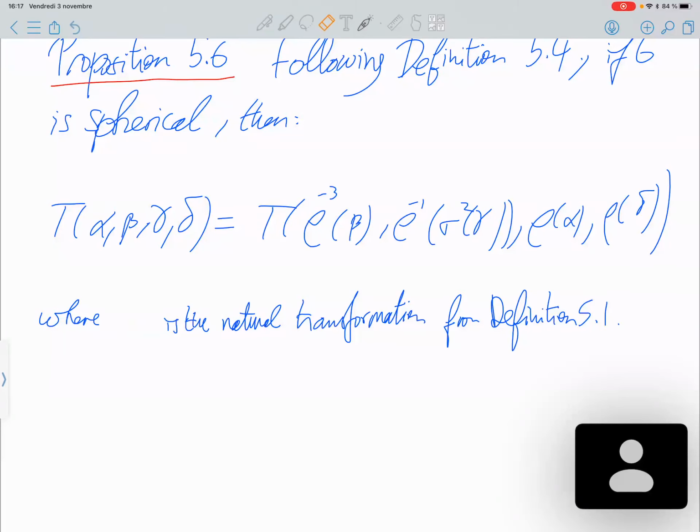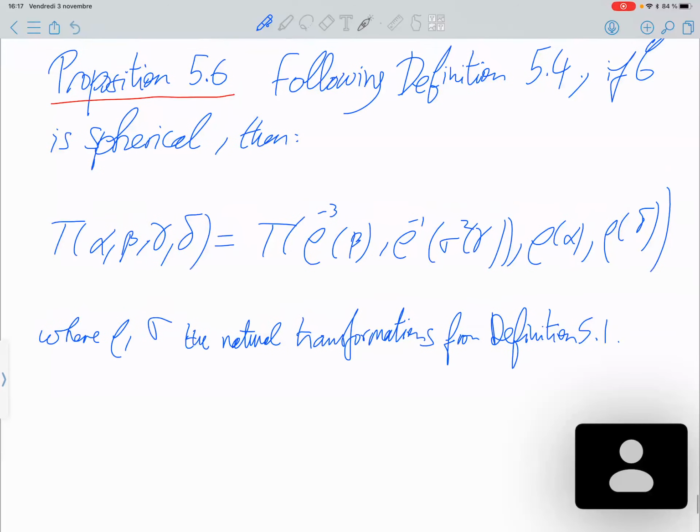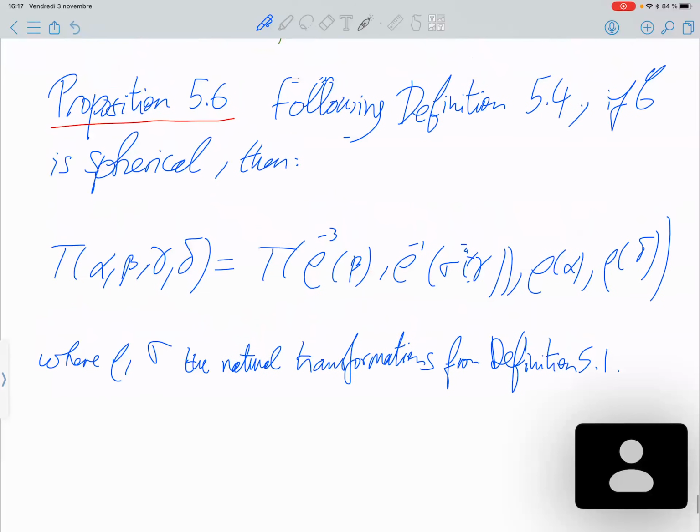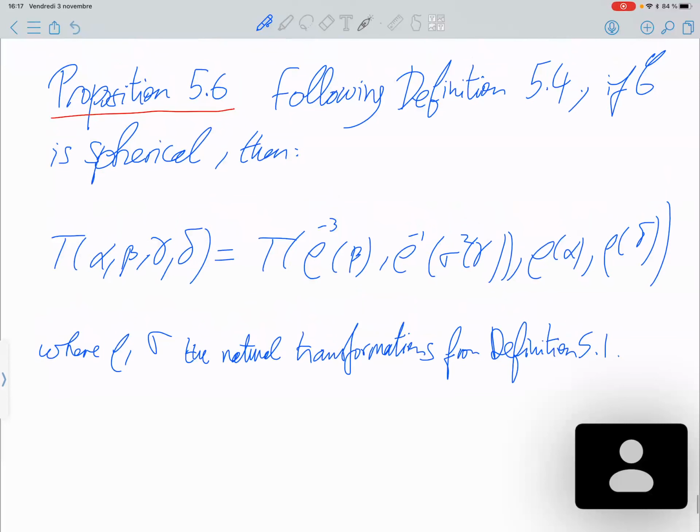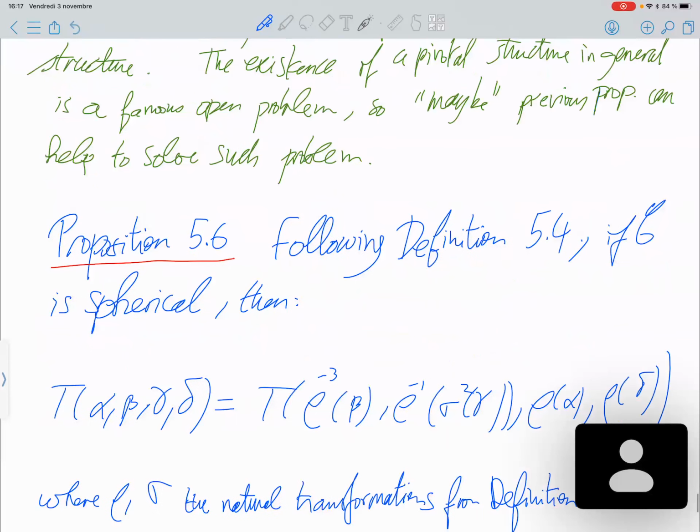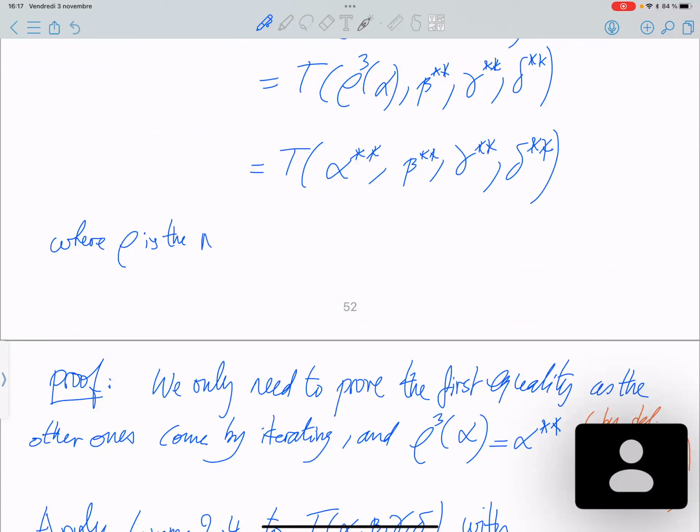So rho and sigma are the natural transformation from this definition. So here I should also add where rho is the natural transformation from definition for.